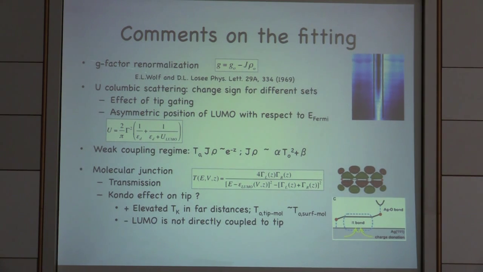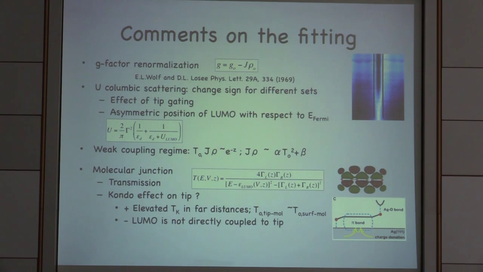So first off, the question of G factor renormalization. There's an old paper which says that this G should be renormalized according to J rho, and that's actually what we see here. If you are in the far distance regime, where J rho is negligible, there is just a linear splitting. But when we go close to the regime where J rho starts to increase, there should be some correction to the G naught.